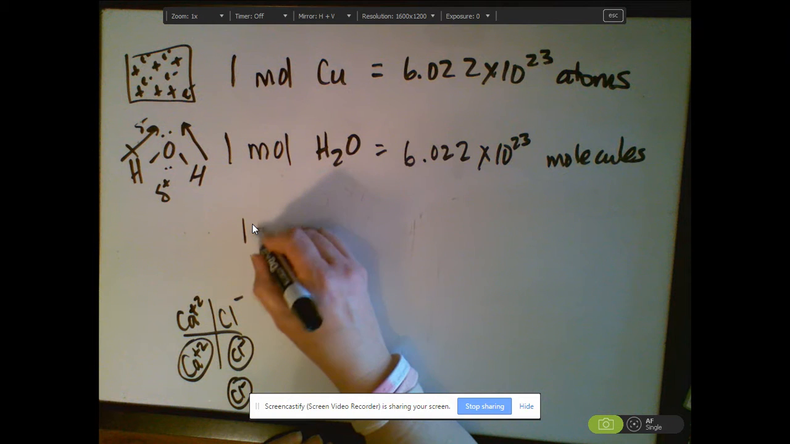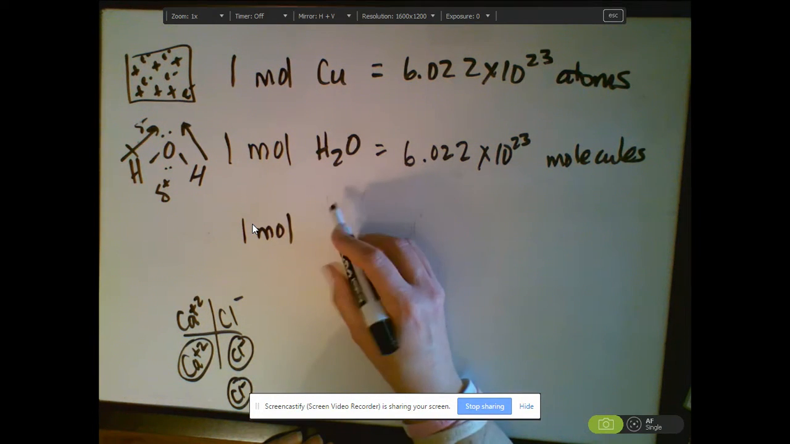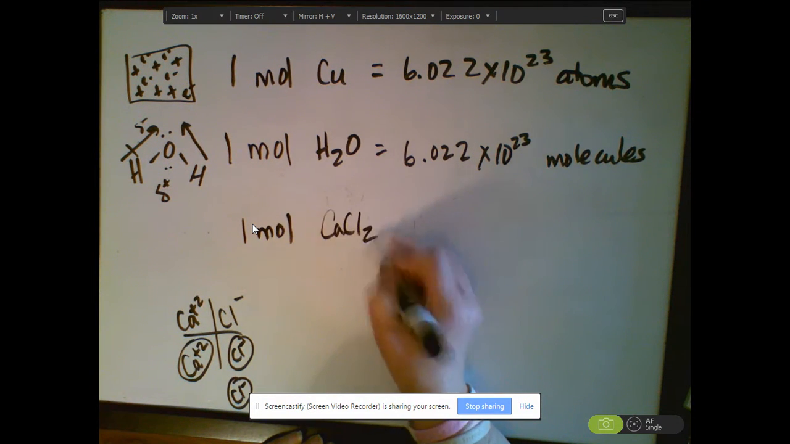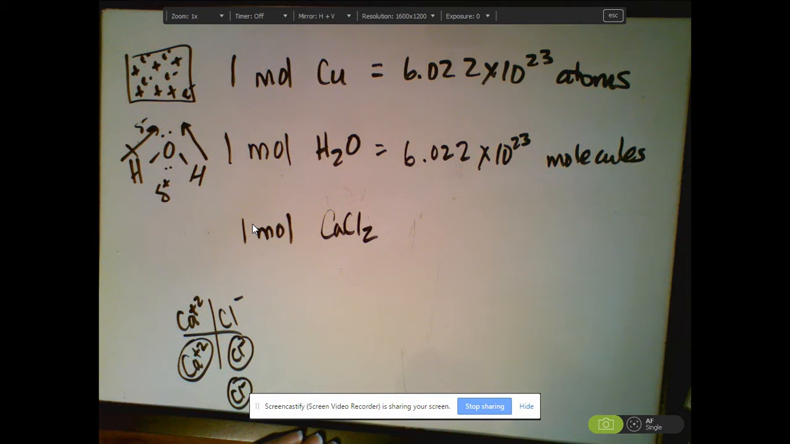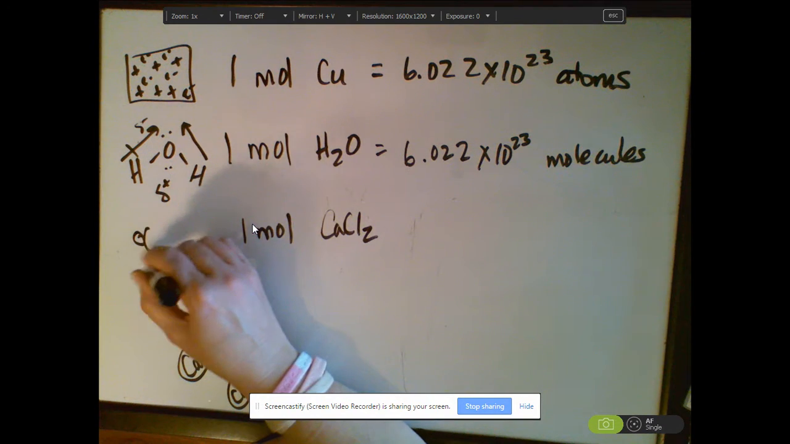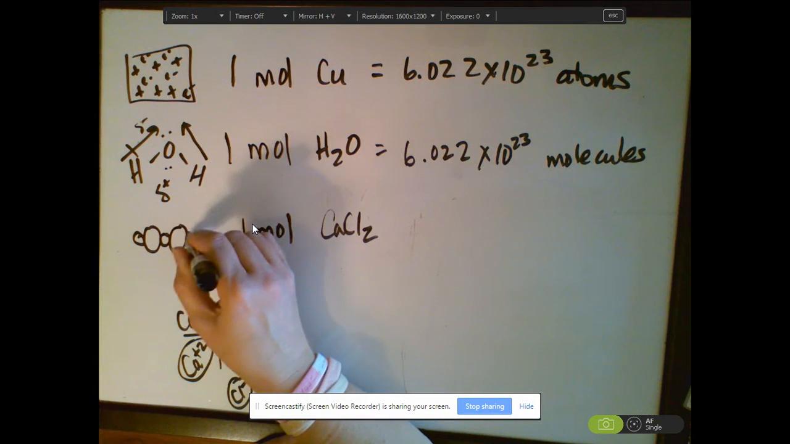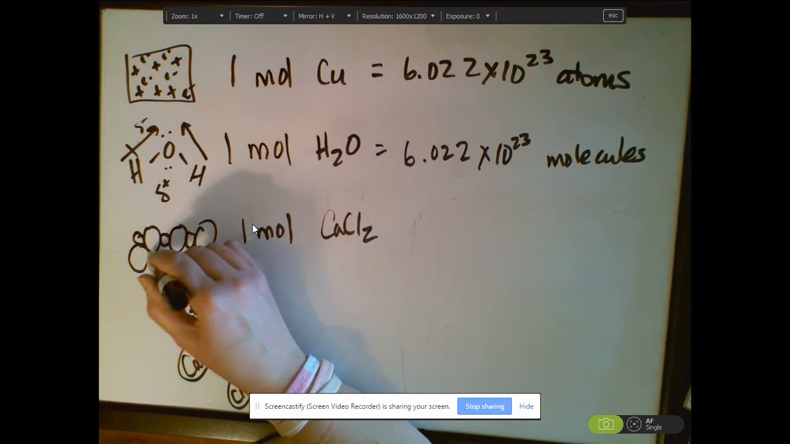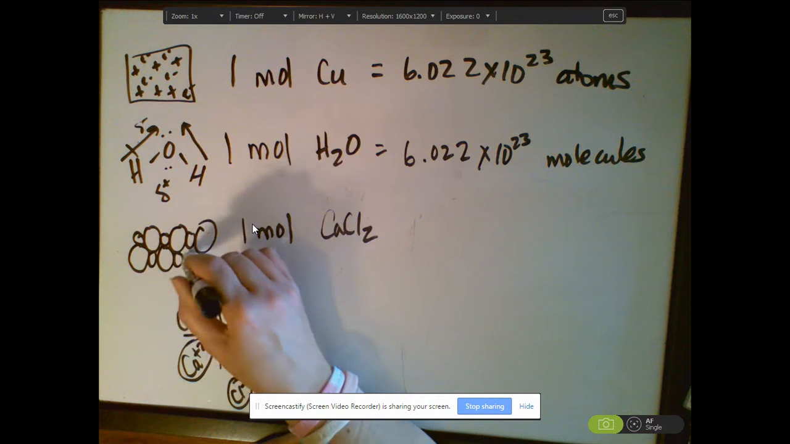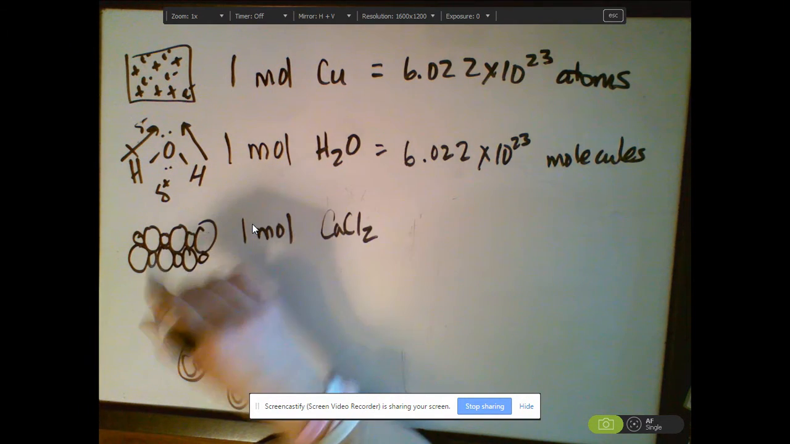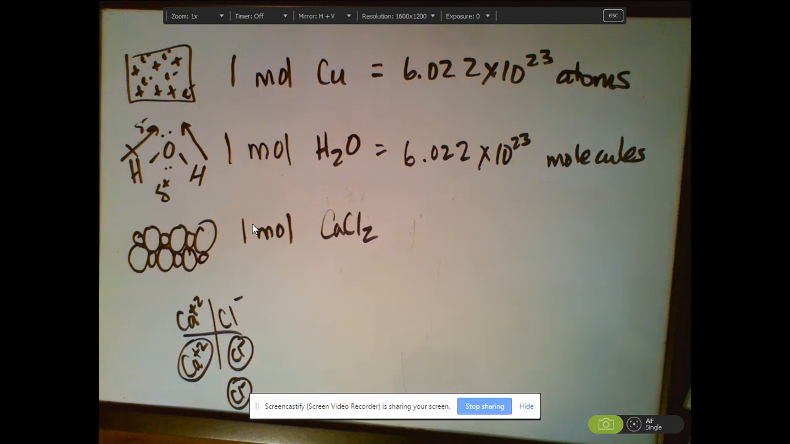So it takes 2 of the chlorides to balance the 1 calcium. And so if we have a mole of the ionic compound calcium chloride, CaCl2, and if you could zoom in and see that at the atomic level, you'd see that recurring lattice, that repeating pattern of the positive and negative ions held together as that crystal.